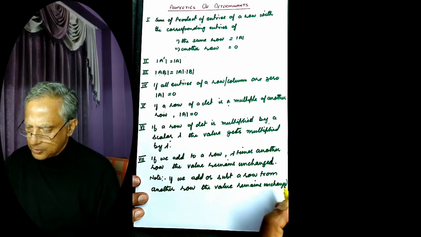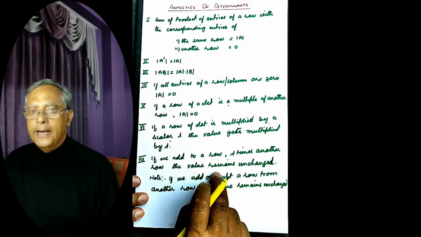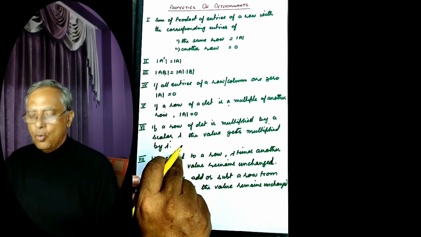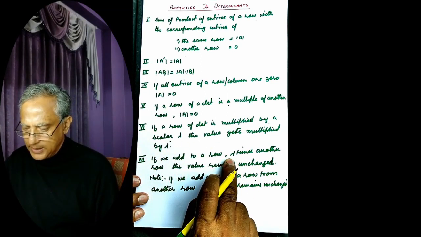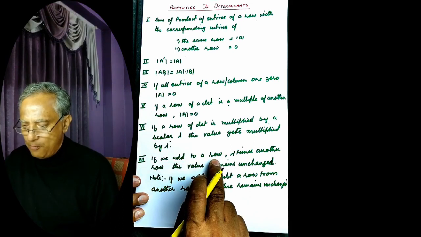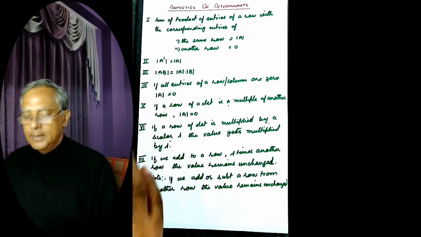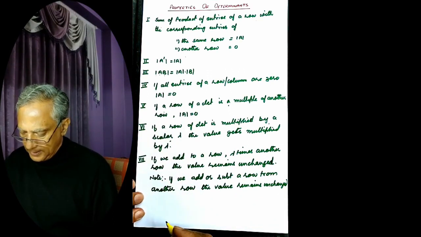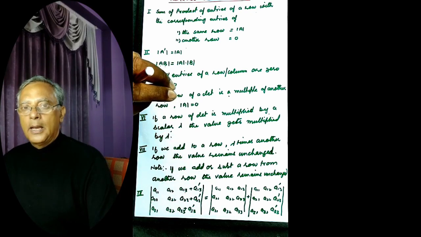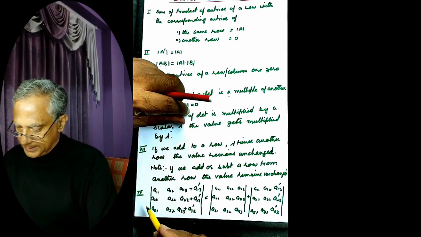This is a direct consequence of this. Lambda equal to 1 will mean we are adding a row to another row, and if lambda is equal to minus 1, this will mean we are adding to a row minus 1 times another row. That is, we are subtracting a row from another row.